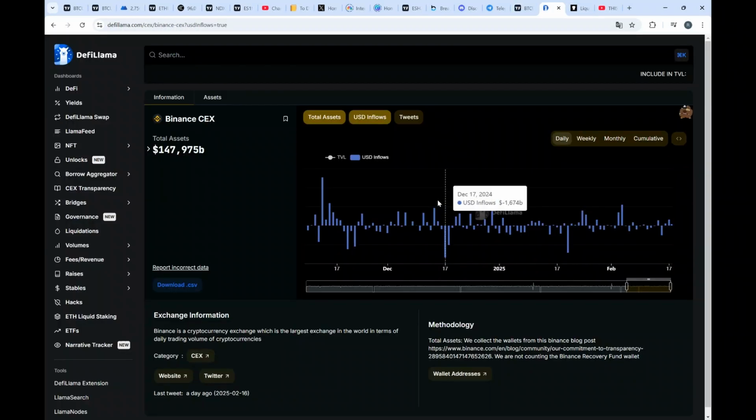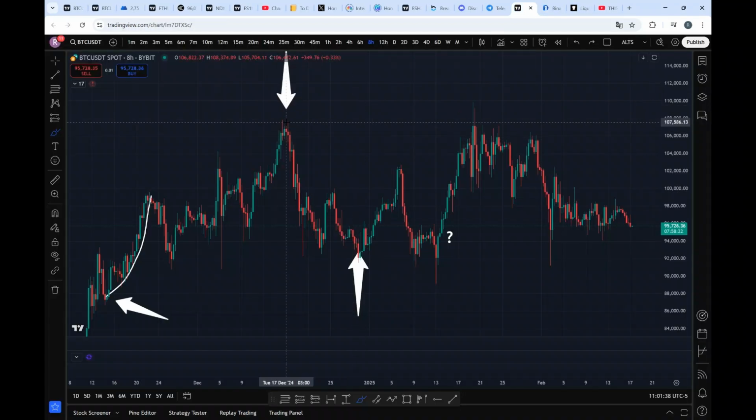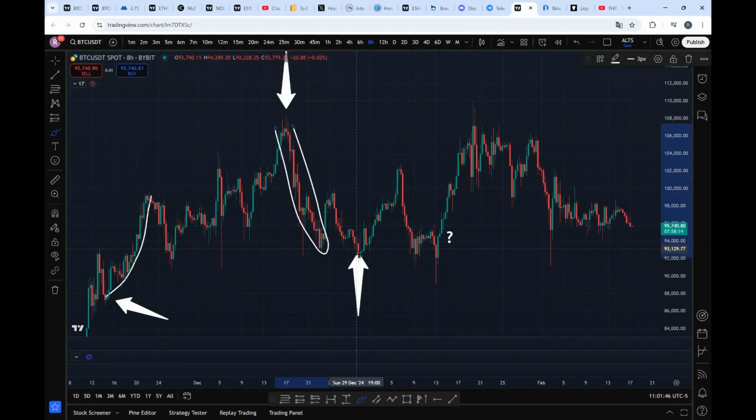Let me give you another example. Here we're looking at 17 and 18 of December, and you're seeing an outflow here. So the bars are at the bottom. It's quite large, 1.6 billion and a bit more than 1 billion. 16 and 17. Look at that, exactly at the top, and then you see price traveling to the downside. Absolute perfection.